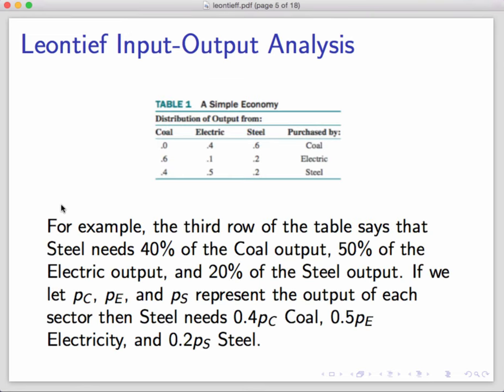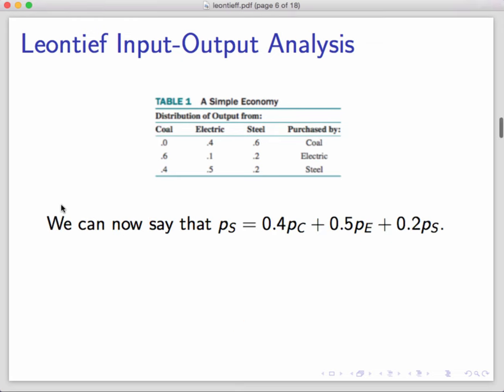For example, the third row of the table says that steel needs 40% of the coal's output, 50% of the electric output, and 20% of the steel output. If we let P sub C, P sub E, and P sub S represent the total output of each sector, then steel is going to need 0.4 P sub C of coal, it's going to need 0.5 P sub E of electricity, and 0.2 P sub S of steel.